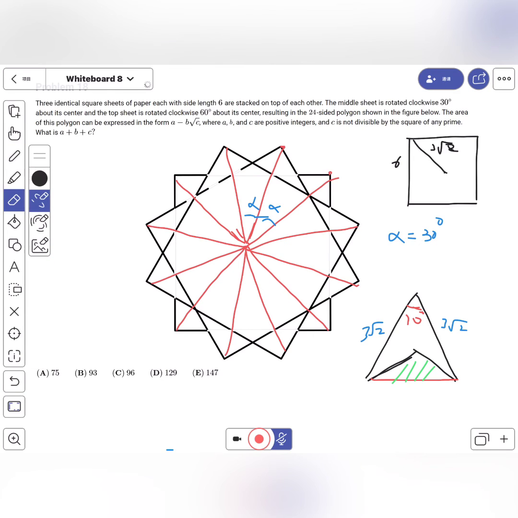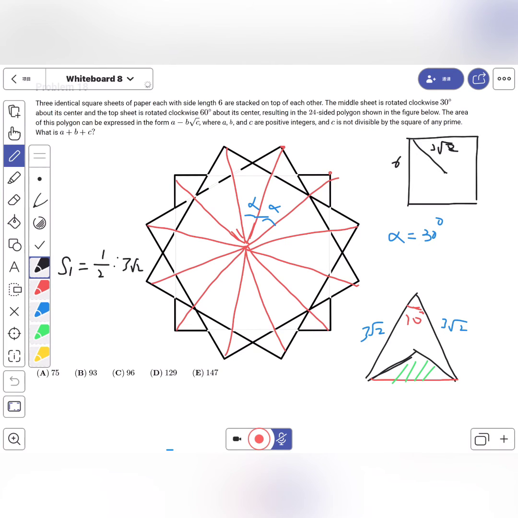So what is S1? S1 is basically the area of the outside triangle. We can use the area formula of 1/2 times a times b times sine C, which is 1/2 times 3 root 2 squared times sine of 30 degrees, which is 1/2, giving us 9/2.